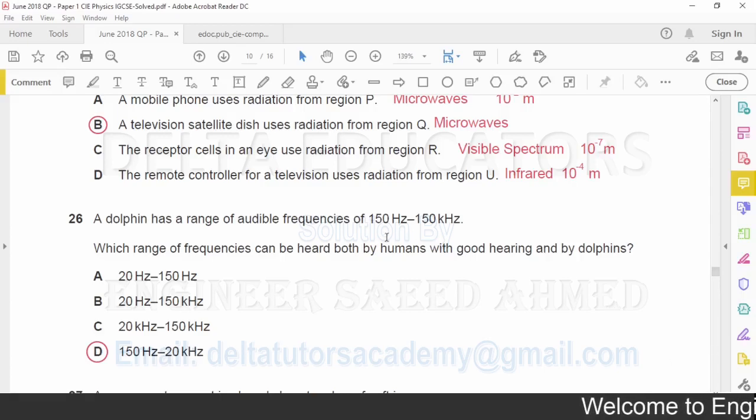And the maximum frequency that can be heard both by humans and the dolphin will be equal to 20 kHz. So the minimum frequency that can be heard by both is 150 Hz and the maximum frequency is 20 kHz, which is given in option D. So the correct option is option D.